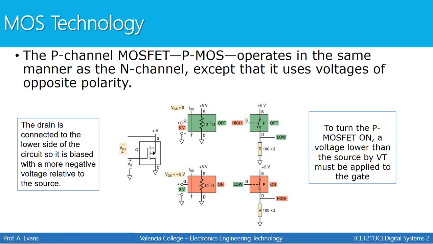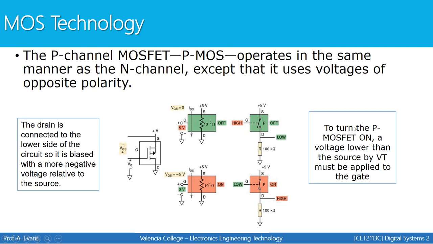The P-channel MOSFET, or PMOS, operates in almost the same way as an N-channel MOSFET, with one small difference. The drain is connected to the lower side of the circuit, so it is biased with a more negative voltage relative to the source. What does that really mean?